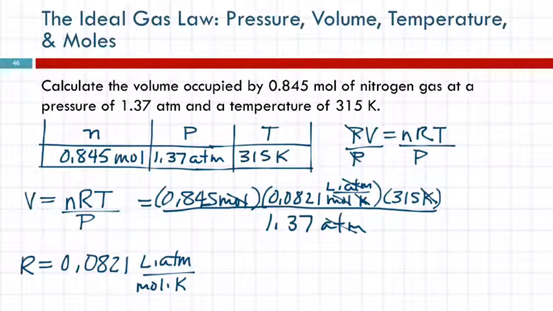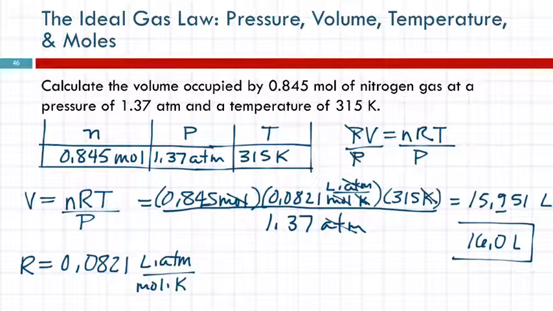So then we get our calculators out, we go 0.845 times 0.0821 times 315 divided by 1.37 equals, and this should have three significant figures. It's 15.951 liters. The digit I'm dropping is 5 or greater, so I round the 9 up to a 10, and that rounds the 5 up to a 6, and this is 16.0 liters. That's the volume of the gas. Any questions?